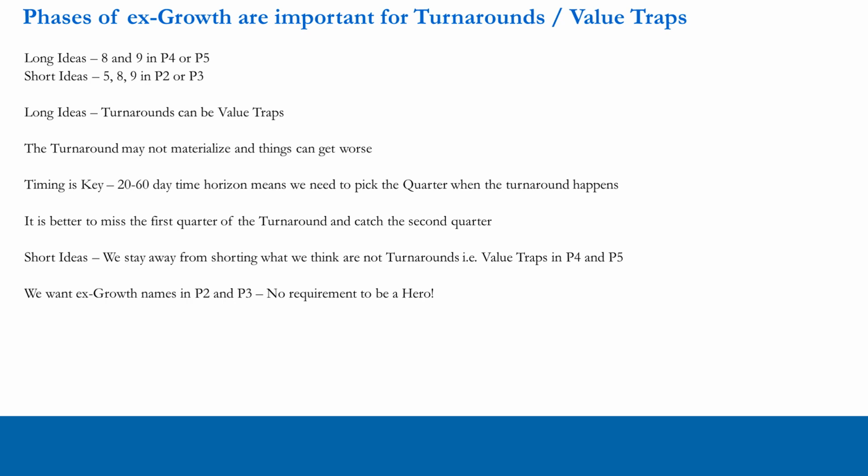We have a 20 to 60 day time horizon and our timing is very, very crucial, okay? Especially for turnarounds. So think about a situation where a stock has been in phase 4, then phase 5 for a number of years. If we're going to go long a turnaround story in that situation, we need to actually pick the financial quarter when the turnaround happens, which can be a very difficult task. It is better most of the time to miss the first quarter of the turnaround and to catch the second quarter.